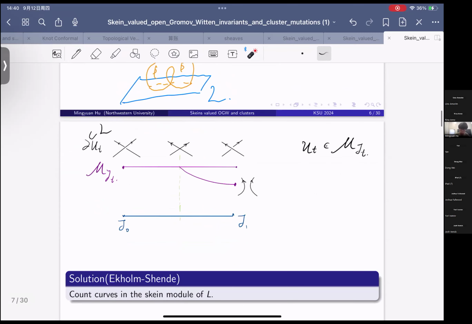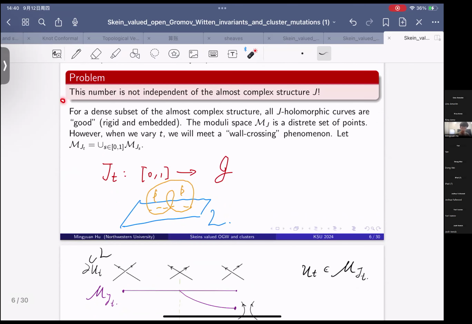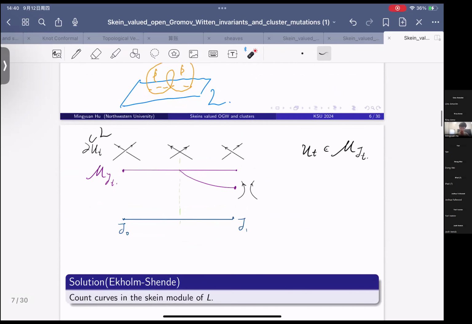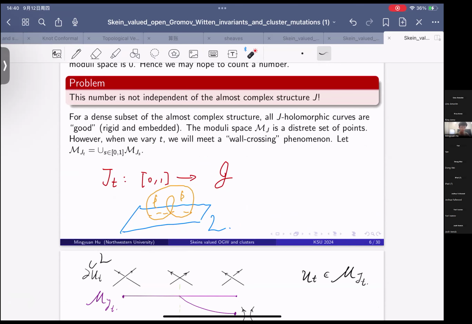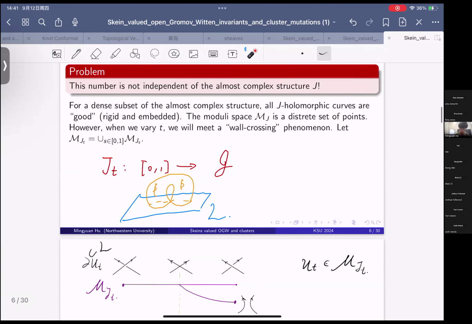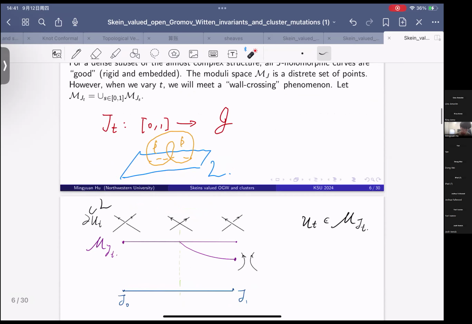So the solution Ekholm-Shende gives to solve this problem is that, first, there are many ways to solve this problem. Like in FOOO, they define some A infinity structure here, and use something called bounding cochains. This is just one way to deal with this problem. So I think the subject of open Gromov-Witten invariants is still developing.